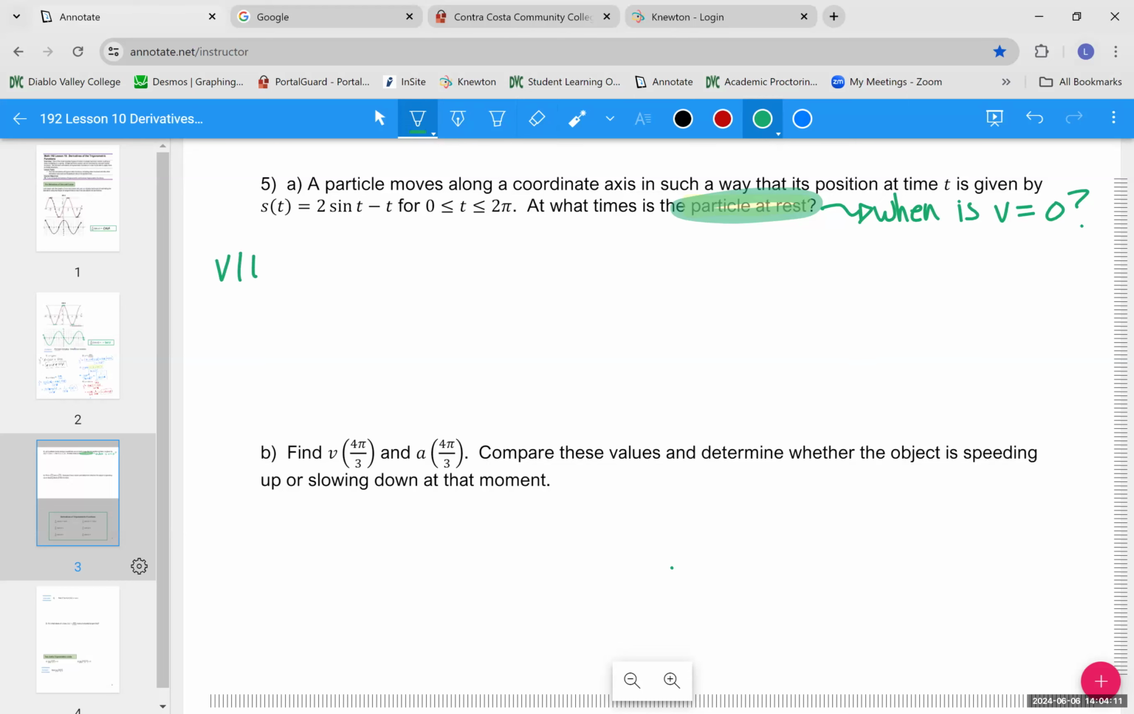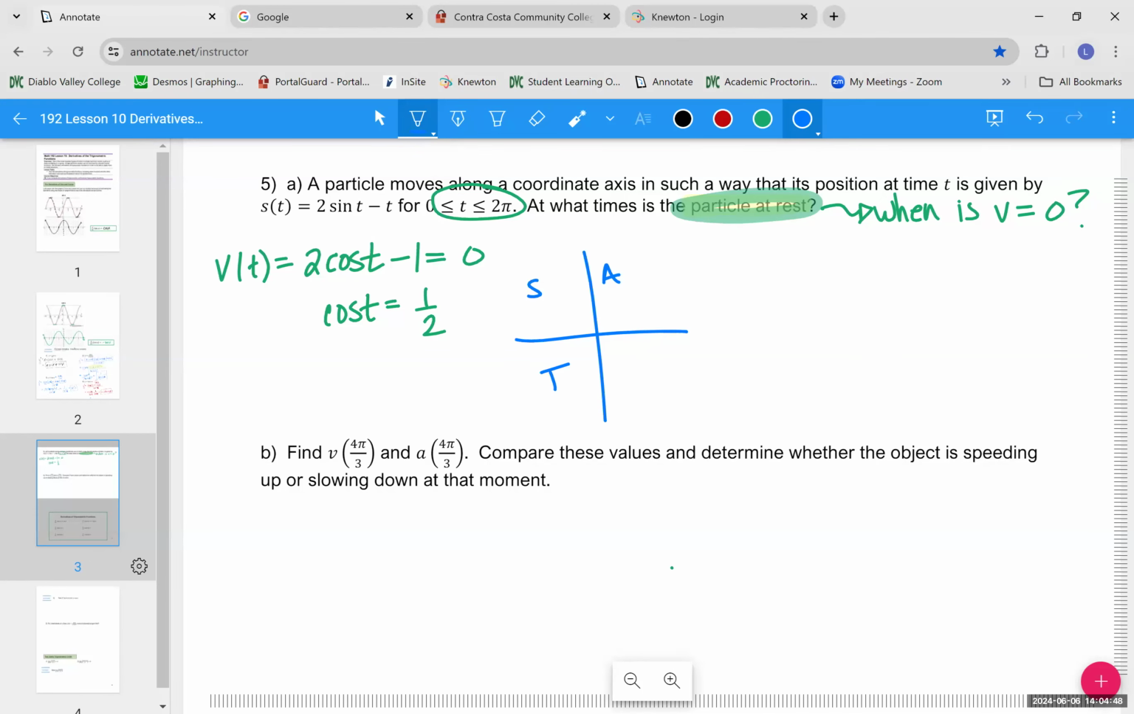So velocity will be the derivative of position. So when I take the derivative of 2 sine t, I'll get 2 cosine t minus the derivative of t, which is 1. And then I'm going to set that equal to 0. So I'm looking at, when is cosine t equal to 1/2? And we're going to have 2 answers in this interval from 0 to 2π, because cosine is positive in 2 different quadrants.